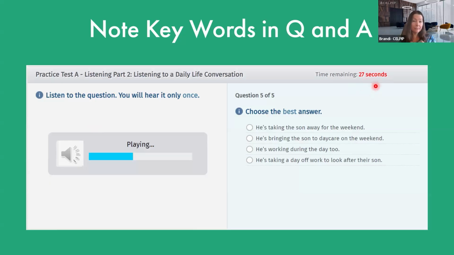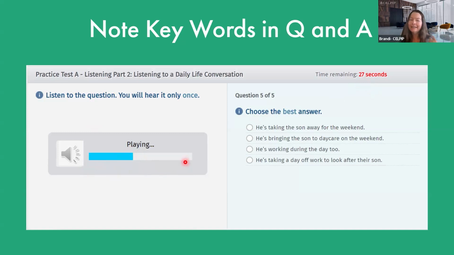The seconds will show in red, so your eyes are drawn to it. So it begins at 30 seconds. And as the question is being read out loud to you through the headset that you're wearing in the computer room, you'll see the word playing, but this little blue bar is actually going to move on the real test all the way over to the right very quickly.